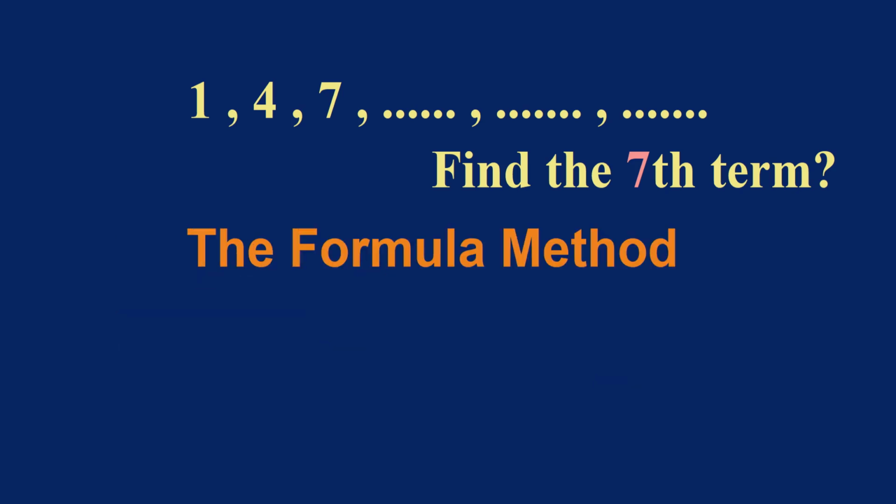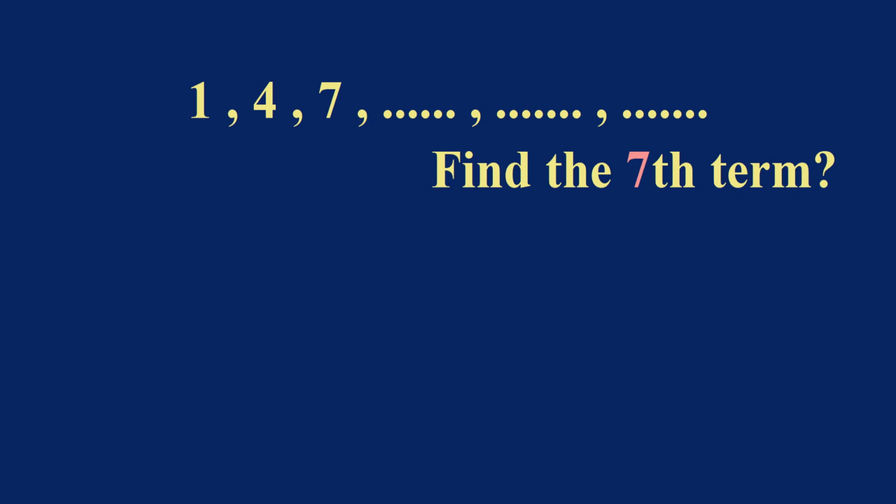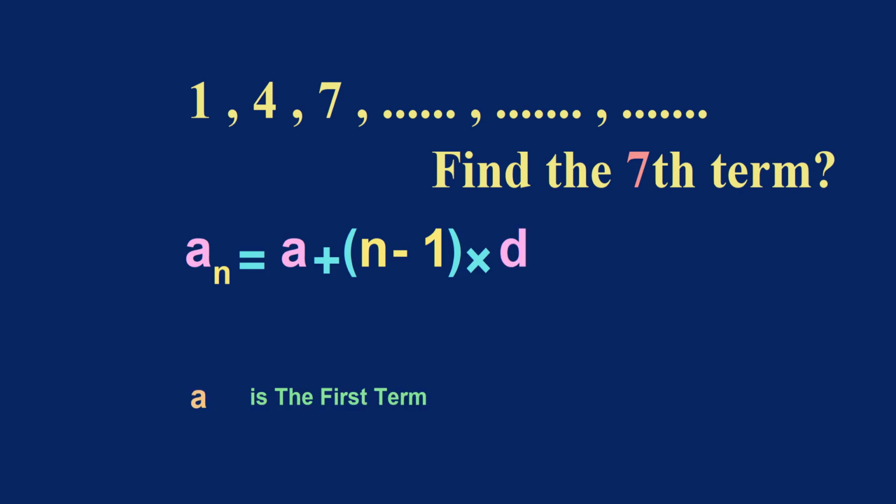Now, it's time to solve the problem by using the formula method. In this method, we use the formula a_n equals a plus (n minus 1) times d, where a is the first term and d is the common difference and n is the required term.